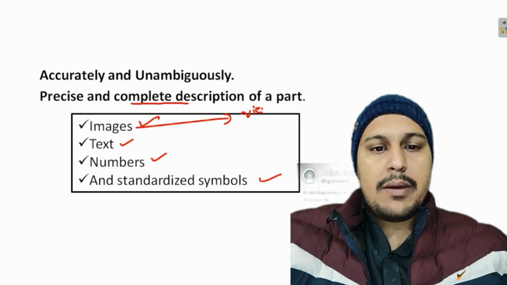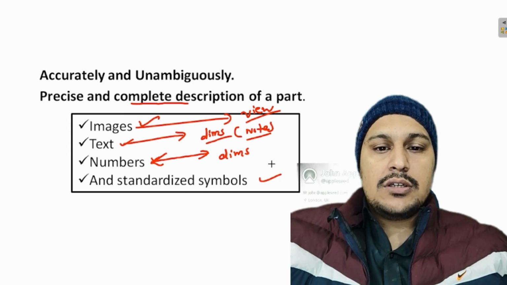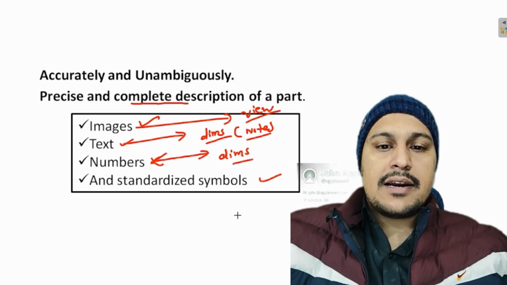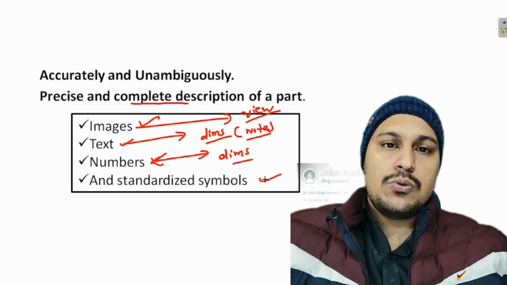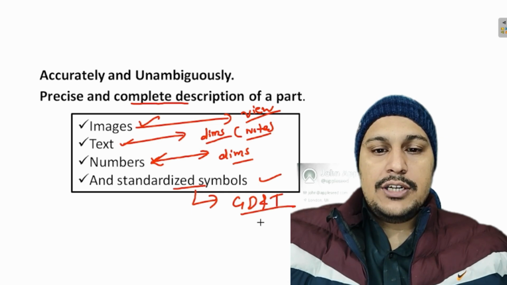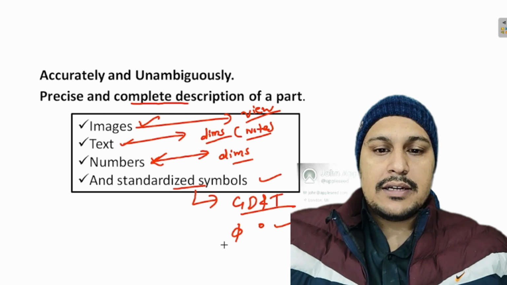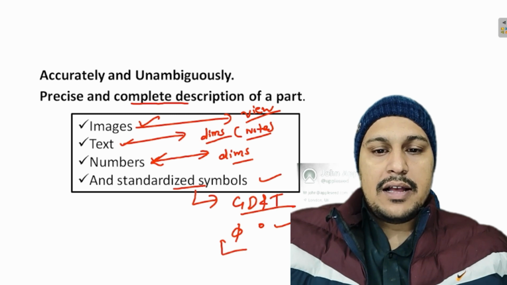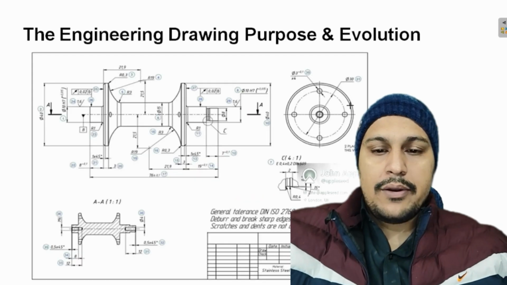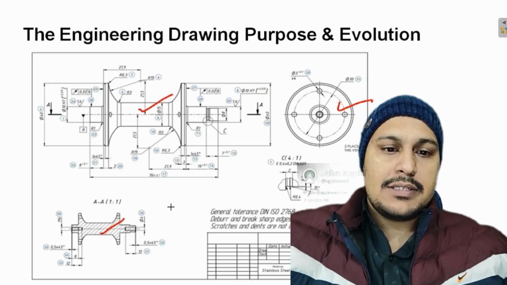What is the meaning of images? In the form of images, the drawing has views. In the numbers category we put the dimensions directly, and then standardized symbols. Drawings also have standardized symbols, specifically GD&T symbols, and also other symbols like diameter and degree. These are symbols that drawings mostly have. So the drawing description has the images of the views: the first image, the second image and the third image.